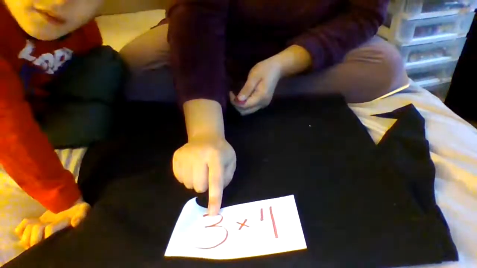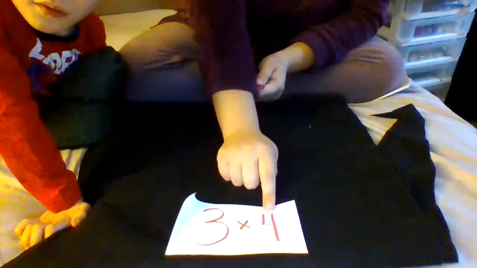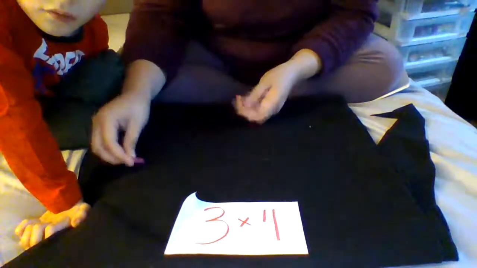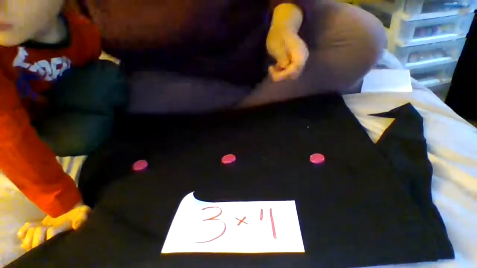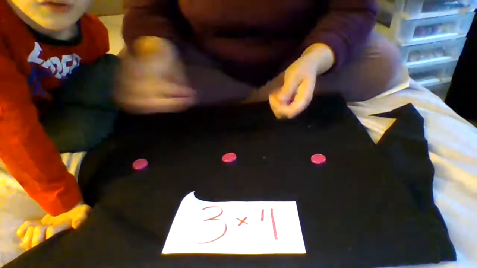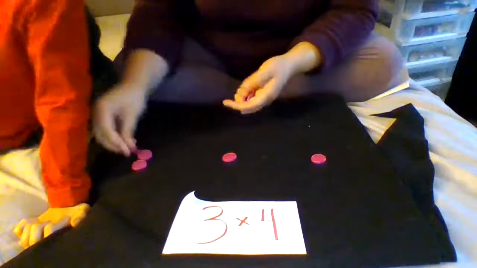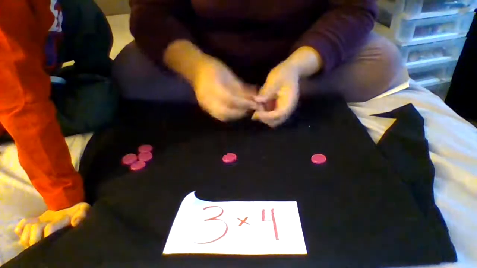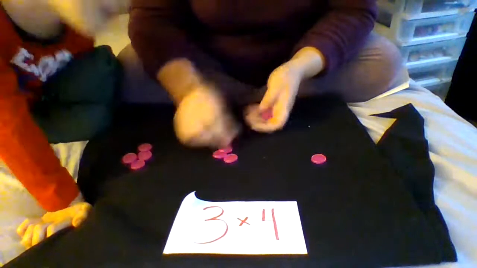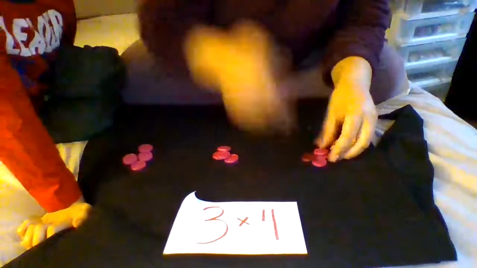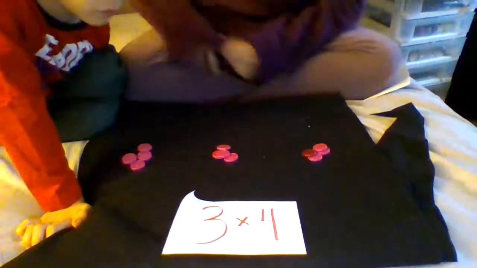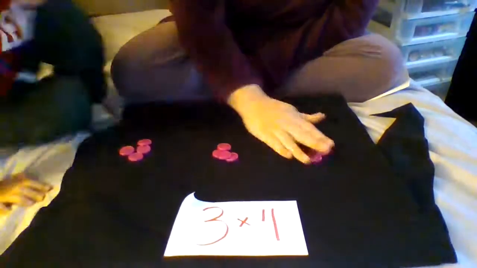Okay, for our last example, we're going to do 3 times 4. So I need to have 3 groups, and each group needs to have 4 in it. So I'm going to start with my groups. 1, 2, 3 groups, and then I'm going to make sure each one has 4. 1, 2, 3, 4. 1, 2, 3, 4. 1, 2, 3, 4. Now we're going to count all of them together because I have 3 groups and each group has 4.